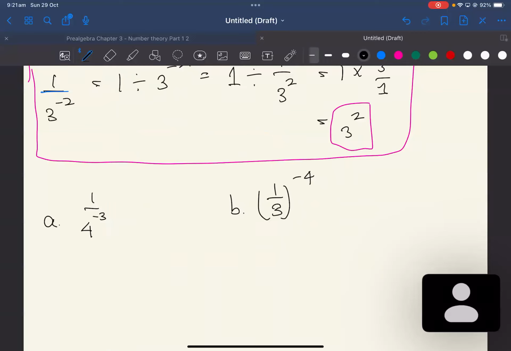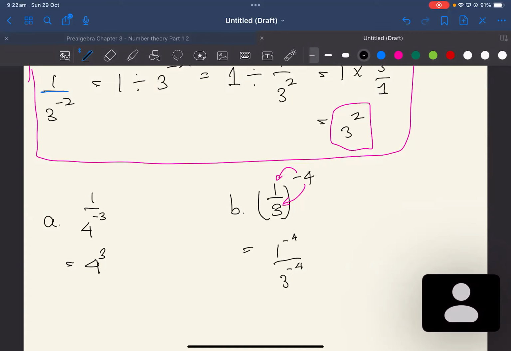In this case, for example A, what happens is this power of -3, so it's 4 to the power of 3, followed by the switch, right? For B, the important idea is because this -4 applies to the whole fraction, we'll go to both numbers first. So it's 1 to the power of -4, over 3 to the power of -4.